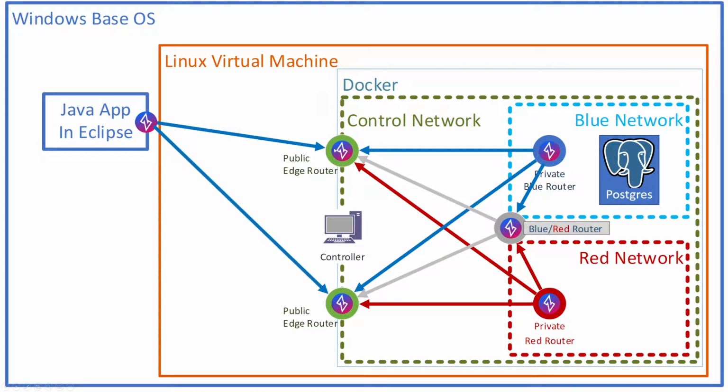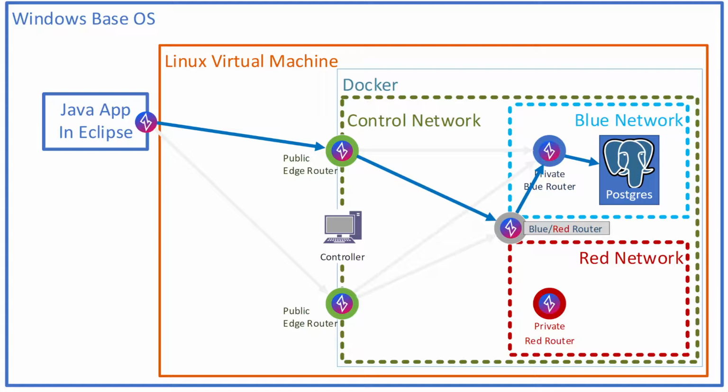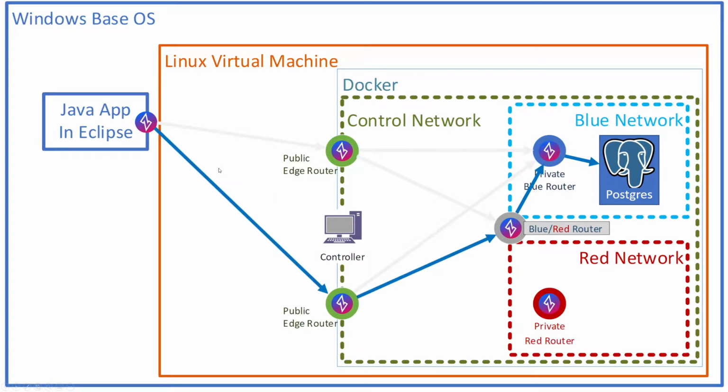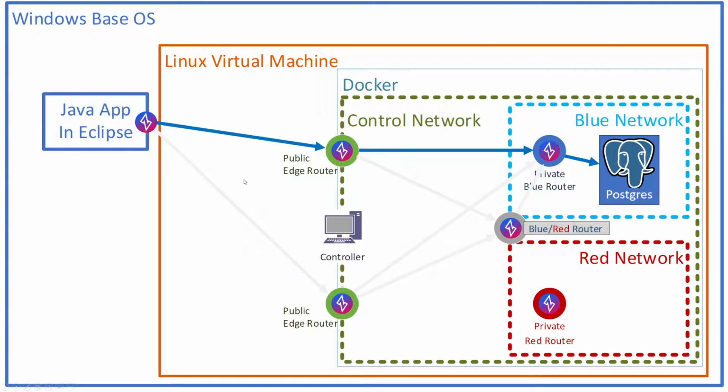The Java application will connect to the private routers, and then when trying to send data, that's when the Ziti network will decide which path to follow. So this is one of those possible paths. Another possible path might be through the other edge router, and another possible path might be no transit router involved and just straight into this blue router just like this.